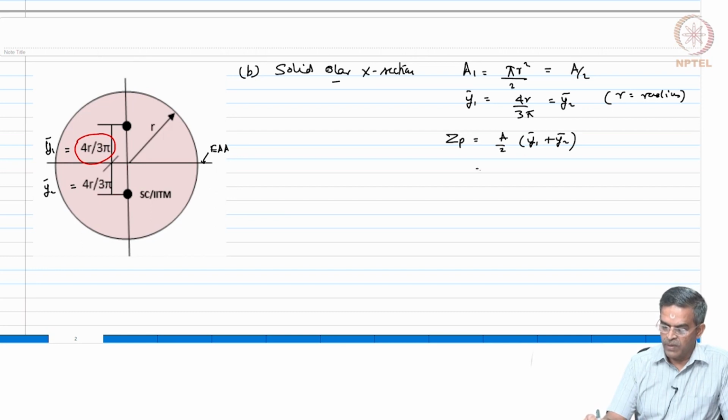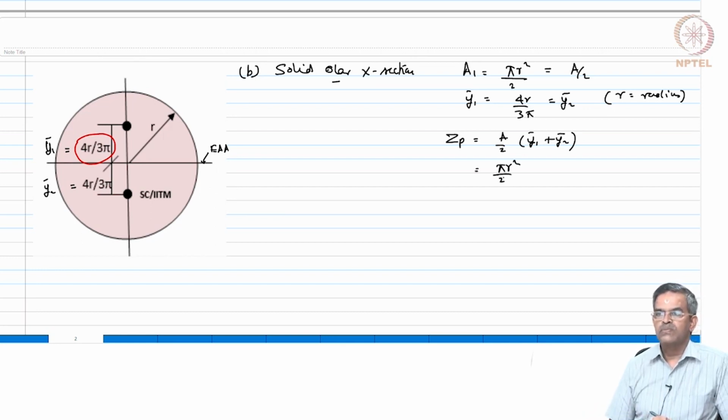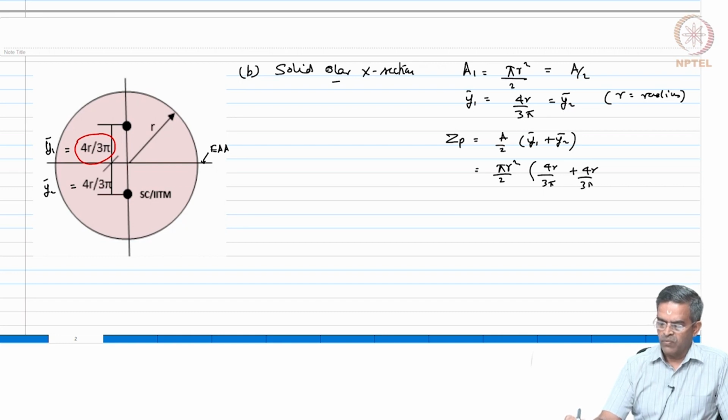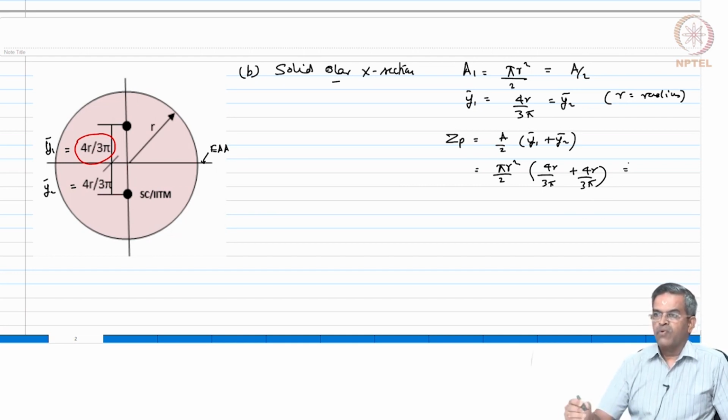Let us substitute that here. A is pi r square by 2, that is A1, y bar 1 is 4r by 3 pi plus y bar 2 is 4r by 3 pi, which gives the value as 4r cube by 3.